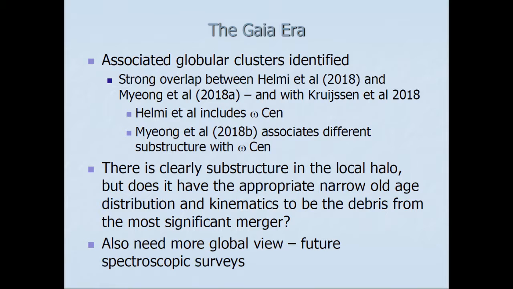A claim that we've seen associated globular clusters with each of these two different structures. Helmi includes Omega Cen in that structure. Myeong, who was a student of Vasily Belokurov, says, well, there's a different structure associated with Omega Cen, but there do seem to be globular clusters with similar kinematics. So I think there clearly is substructure in the local halo, consistent with dwarf galaxies. It's not clear it has the appropriate narrow range of ages to have been the debris that caused the thick disk that long ago. There's also some debate about whether it has the right kinematics.